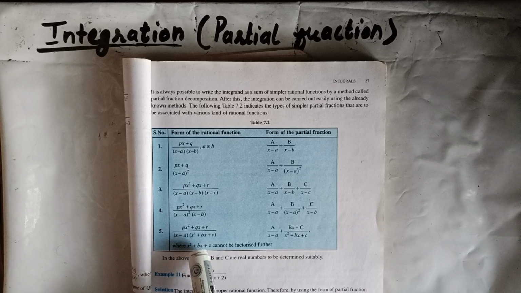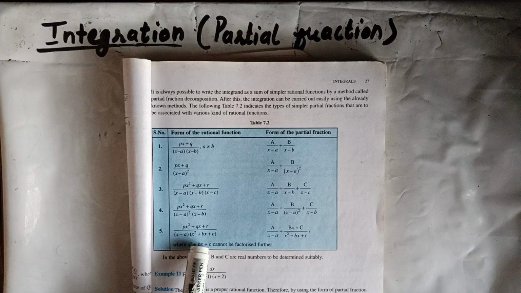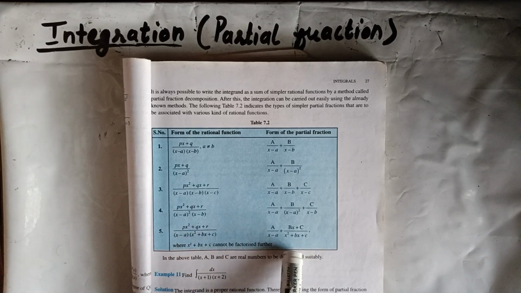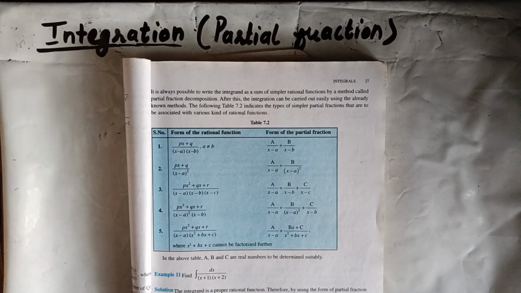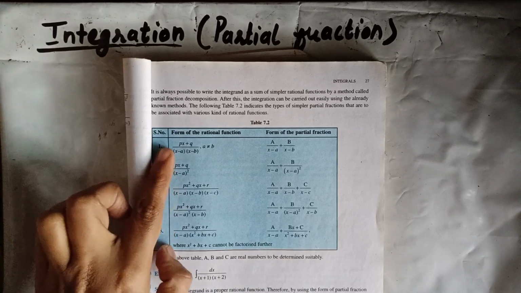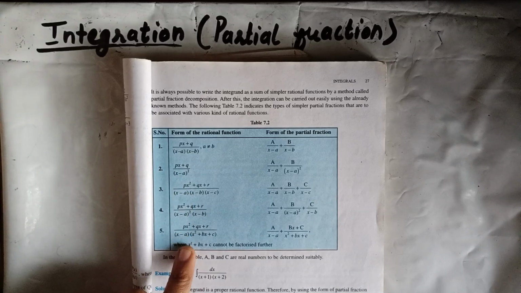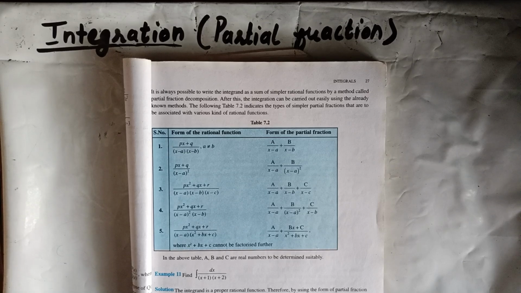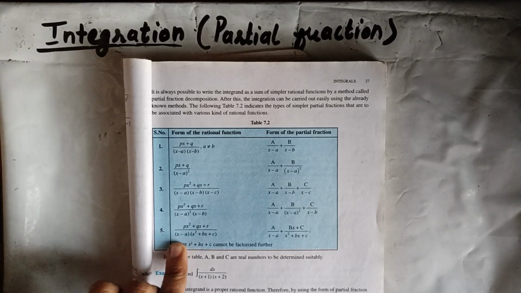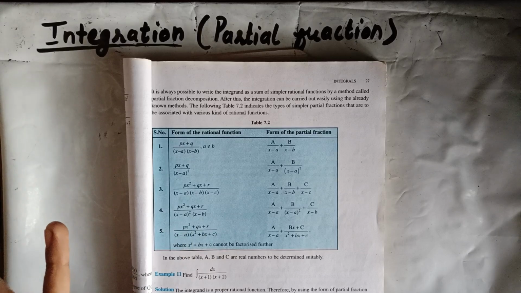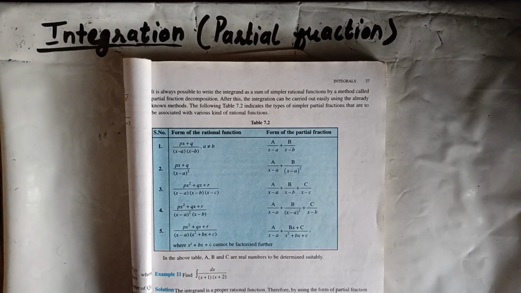Now for the fifth one, there is a quadratic term in the denominator also. So if you are given a quadratic term in the denominator, you have to take Bx plus C upon that quadratic term. Here the degree of the numerator is higher. If you have the degree of the numerator higher and the degree of the denominator lower, then you can divide that term. So let's do some examples.